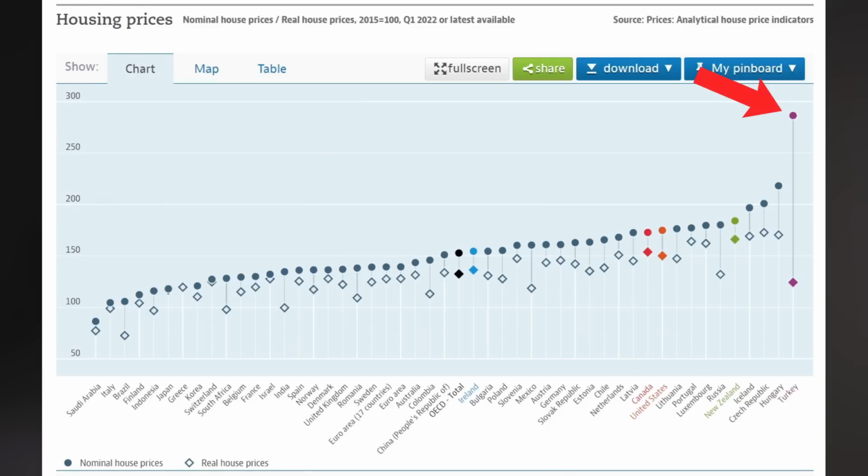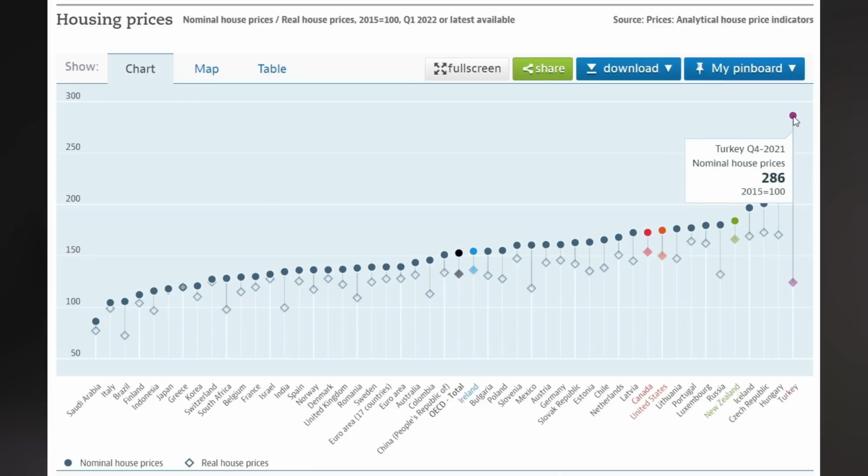On this graph, nominal house prices are represented by circles, and real house prices are represented by diamonds. 2015 is set as the base year and is represented by the number 100, meaning all prices in 2022 are being compared against prices in 2015. The higher the number is above 100 for a given country, the higher prices have risen.